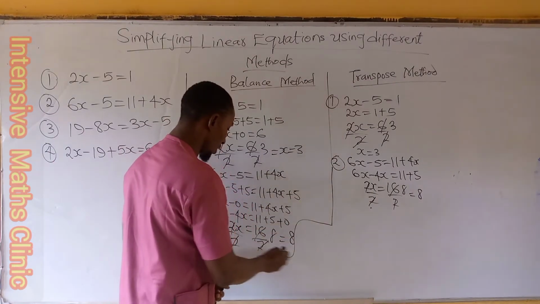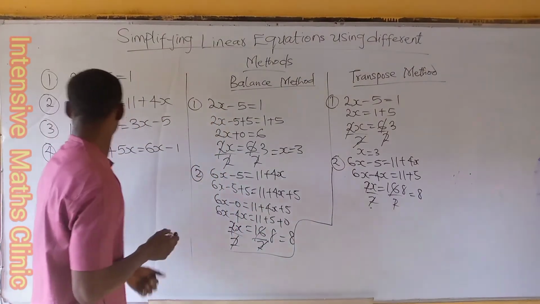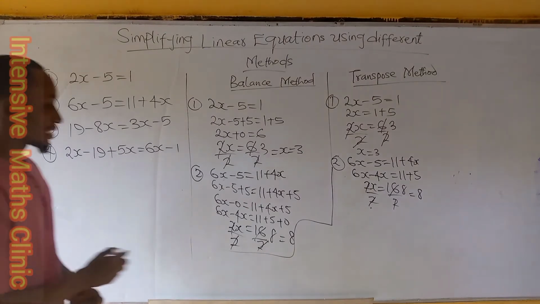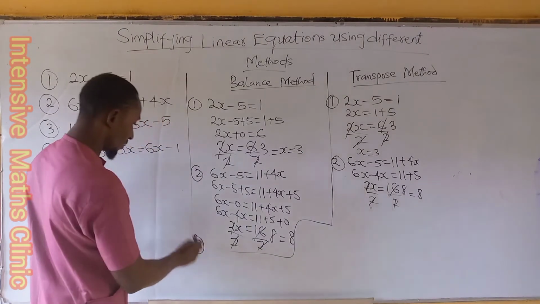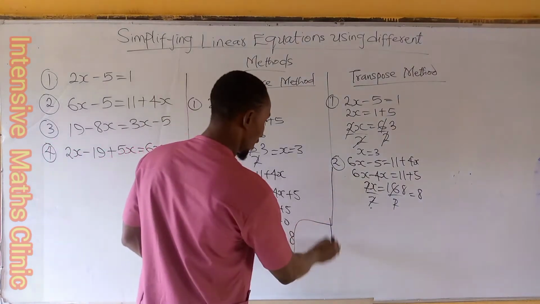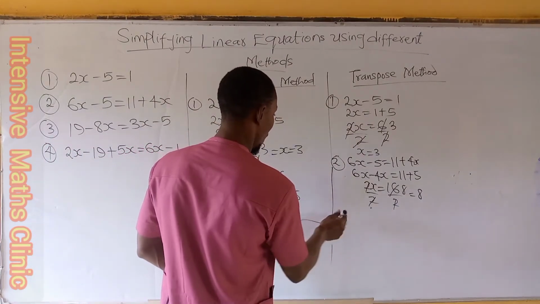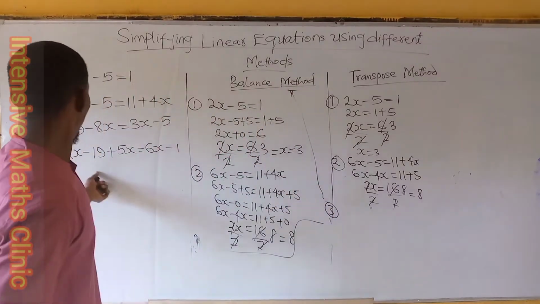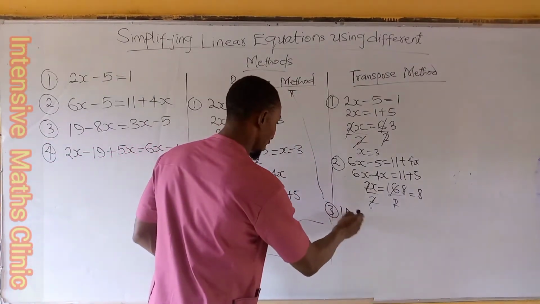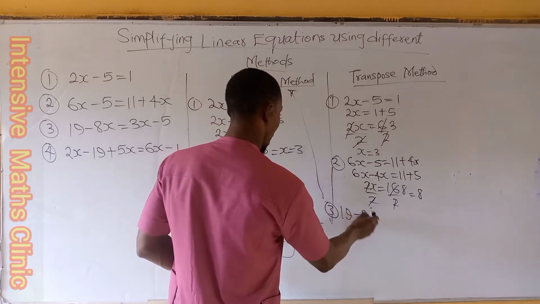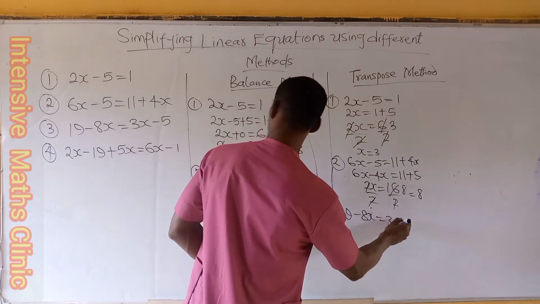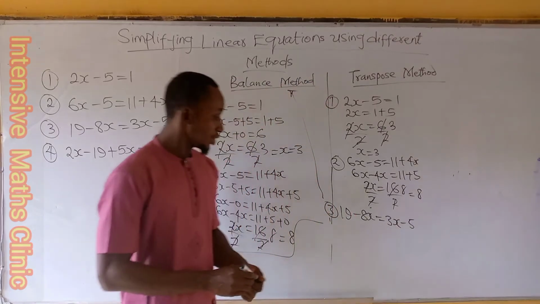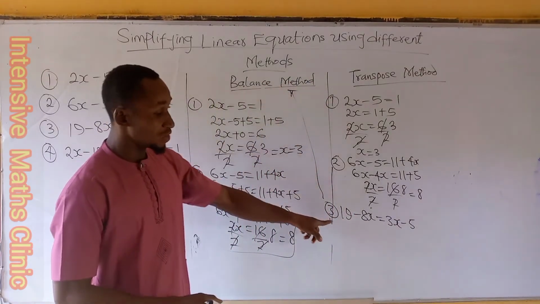The next solution we are solving is the third one, which says 19 minus 8x. I'm going to solve the third one here using the transpose method. So how do we solve it? We bring out the equation: 19 minus 8x equals 3x minus 5. So we solve this using the transpose method.